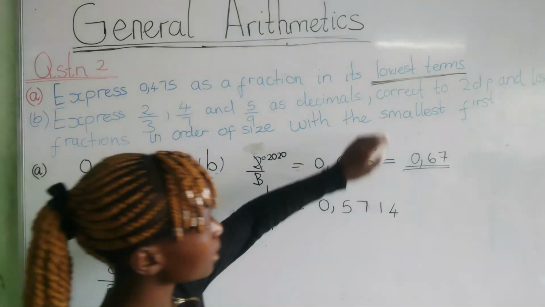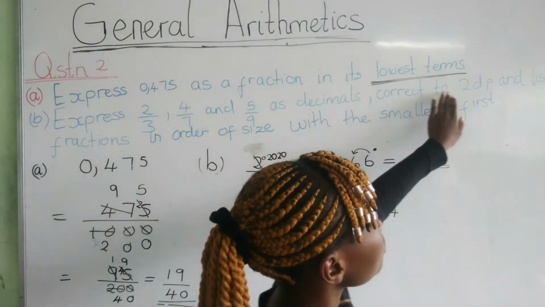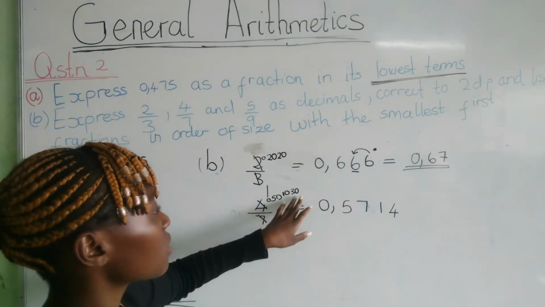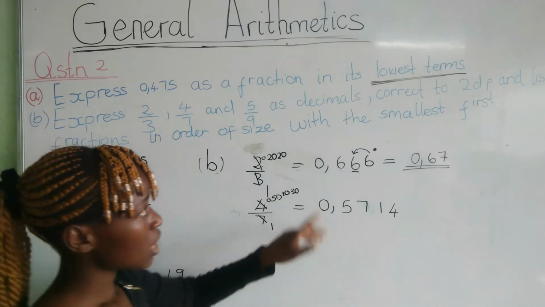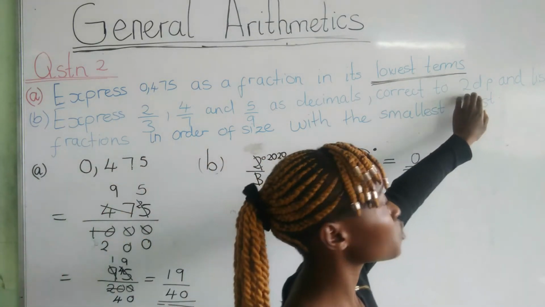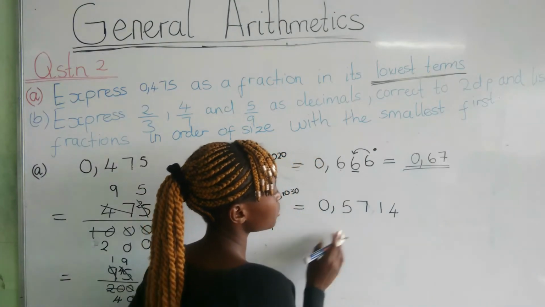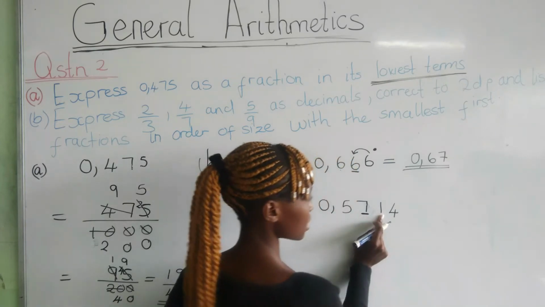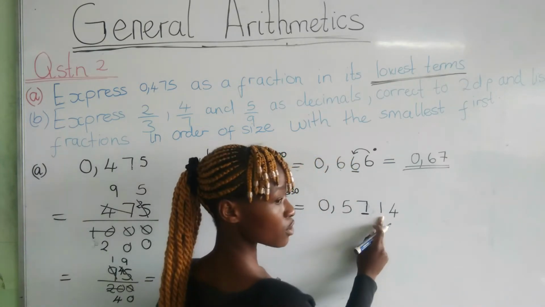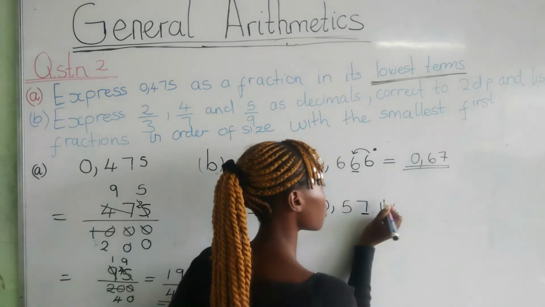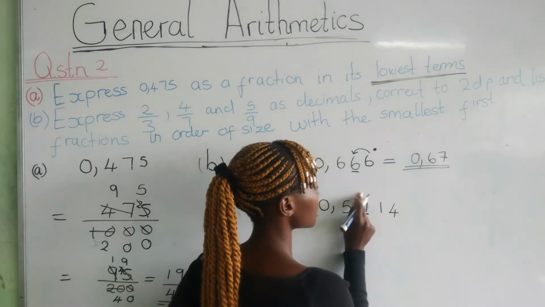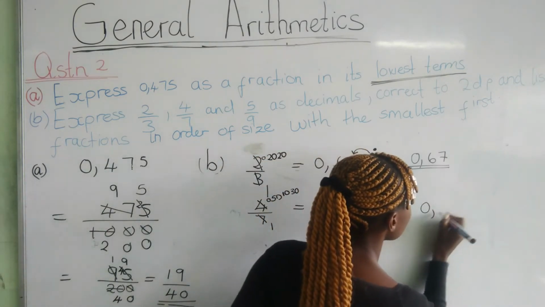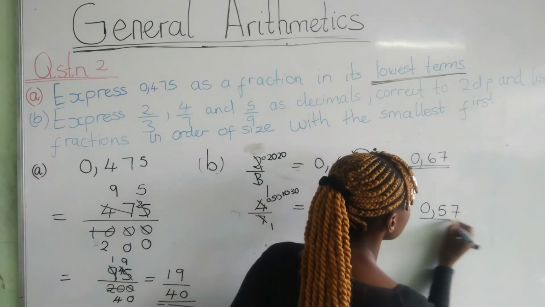Okay, since we were asked to give the answer to 2 decimal places, we will not bother ourselves with the remainders there. Since our 2 decimal places are already there, we look at the number that follows. Is it above 5 or below 5? It's below 5, so it doesn't affect anything, it doesn't change our 7. So our final answer remains 0.57, like this.